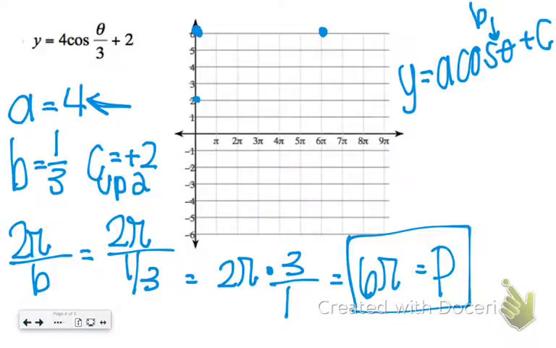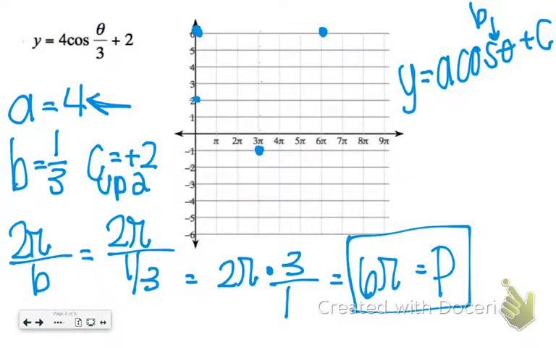And then the middle point is my low point. So I'm going to go halfway between 0 and 6 pi. Halfway between 0 and 6 pi is 3 pi. Okay. And then I'm going to move down whatever my amplitude was times 2. So I'm going to go 1, 2, 3, 4, 5, 6, 7, 8. And that will be my low point right there.